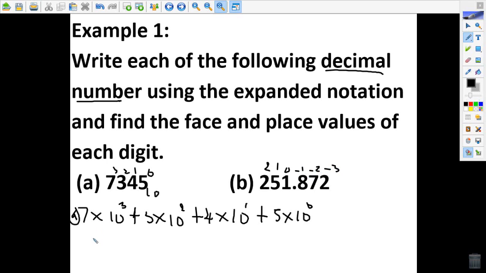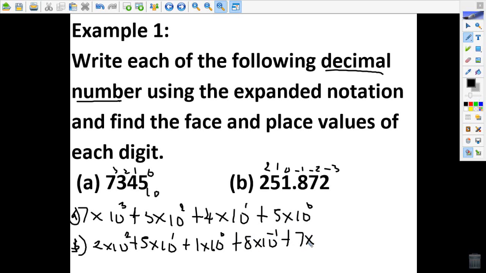So the expansion of the B gives you 2 times 10 raised to the power of 2, plus 5 times 10 raised to the power of 1, plus 1 times 10 raised to the power of 0, plus 8 times 10 raised to the power of -1, plus 7 times 10 raised to the power of -2, plus 2 times 10 raised to the power of -3. So that is the expansion of this.